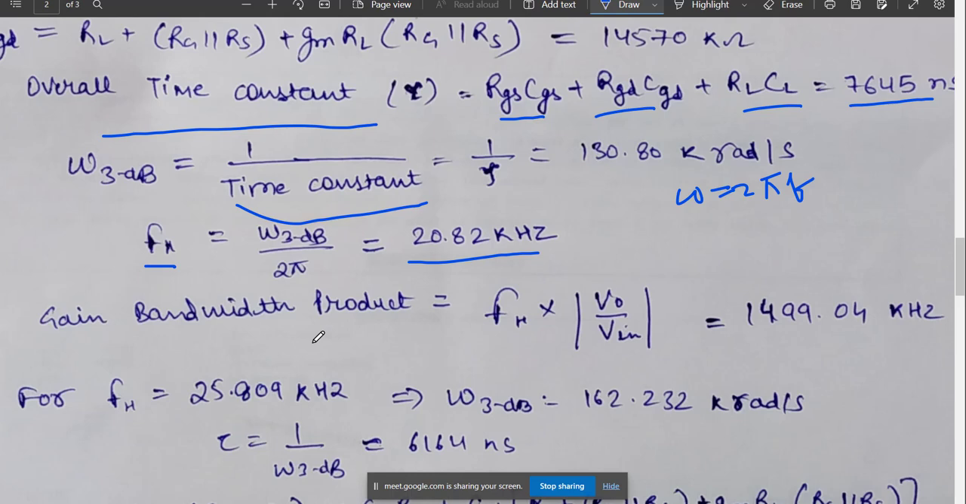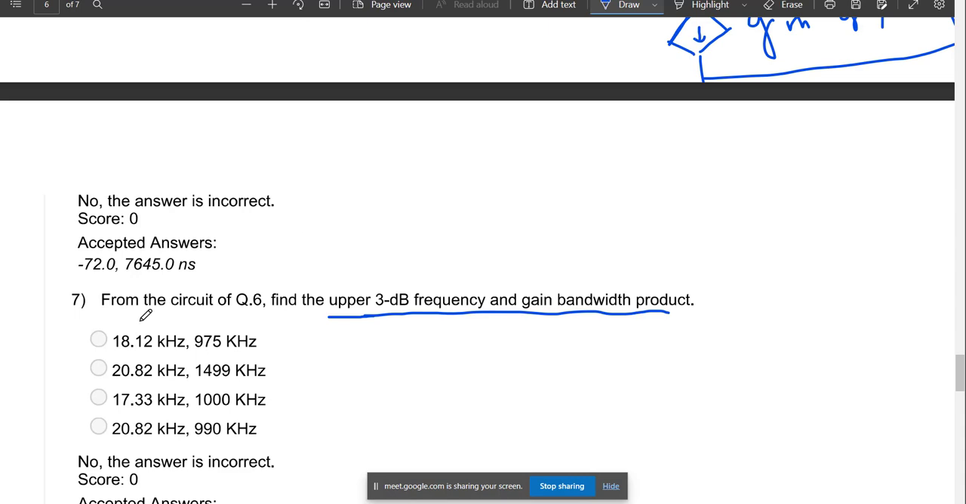No. Okay, now gain bandwidth product. So we have already got the bandwidth and we already know the gain. We'll put it. We know the bandwidth 20.82 into modulus of minus 72, so 72. So we got 1499.04 kilohertz. So option number B.